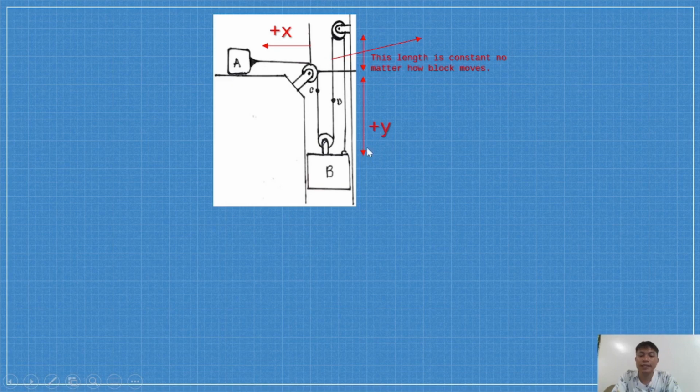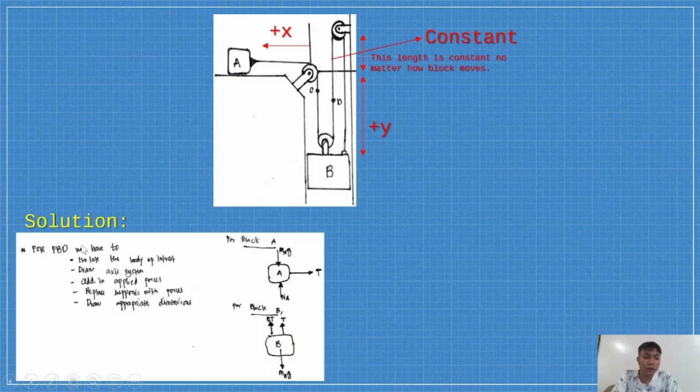So, this one is the length. No matter how much the blocks move, block A or block B, this part here remains equal and constant. It does not change. So, solution. For the FBD, we have to isolate the body of interest. The bodies of interest are block A and block B.